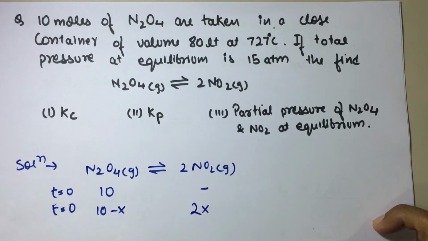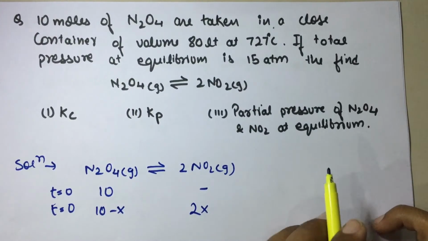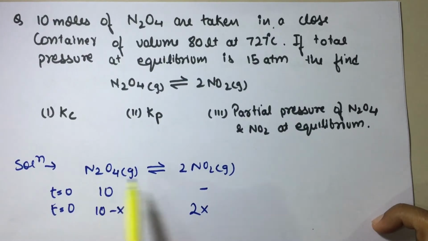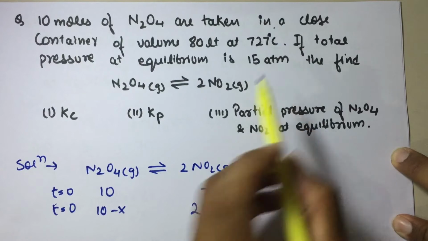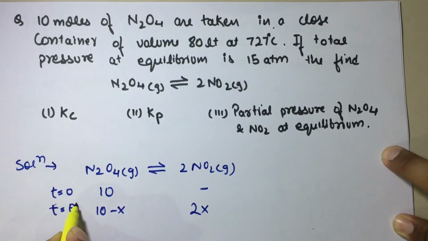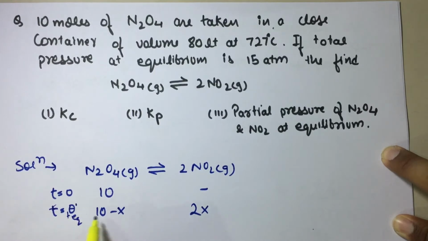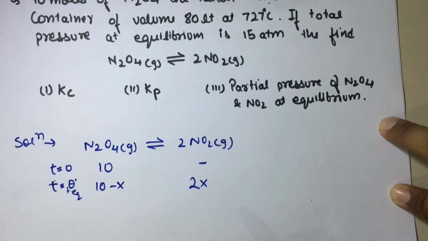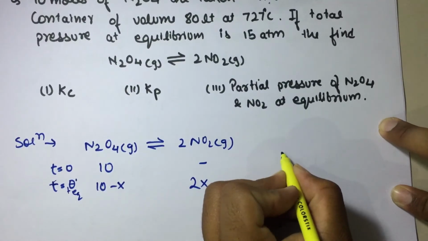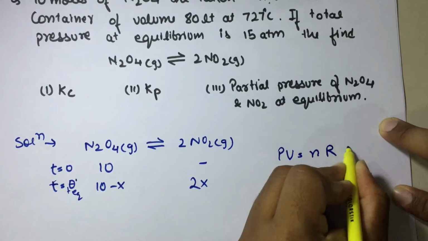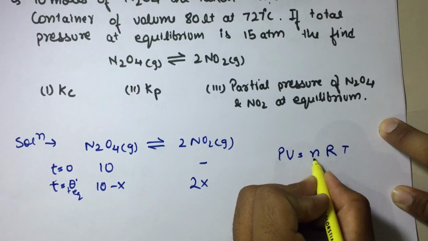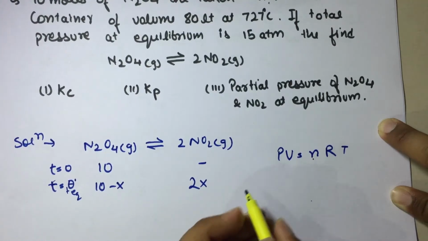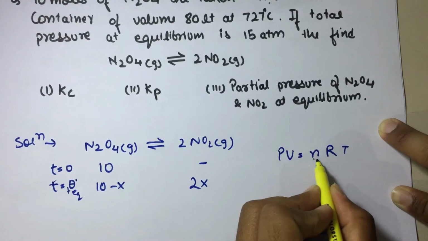Now we seek the information in the question. There is no other information given about N2O4 or NO2, but different information is given about the pressure. 15 atm pressure was given at equilibrium, so at equilibrium the total pressure will be 15 atm. We know that for ideal gases we use PV equal to nRT. Here P is pressure, V is volume, n is number of moles, R is the gas constant, and T is temperature.